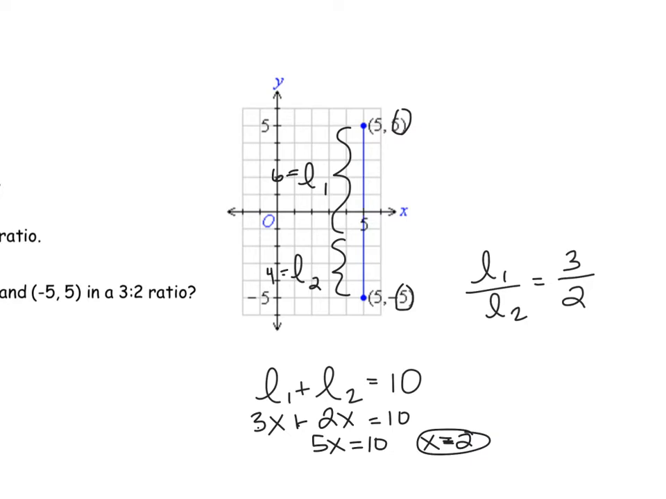So let's figure out where the point would be that cuts that in a 3:2 ratio. From 5, 1, 2, 3, 4, 5, 6 right here, and then we have 4 here, and our ratio is 6:4, which is equivalent to 3/2. So our final answer is going to be that the point that cuts this segment in a 3:2 ratio is 5, -1.